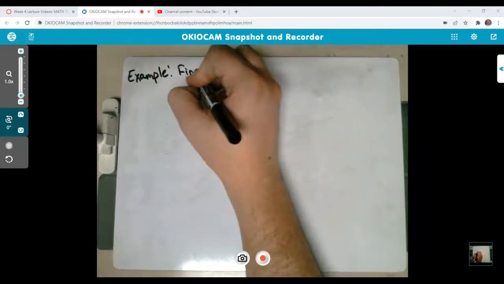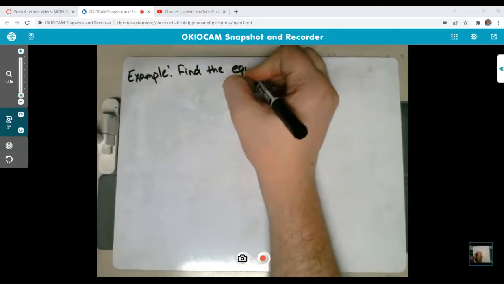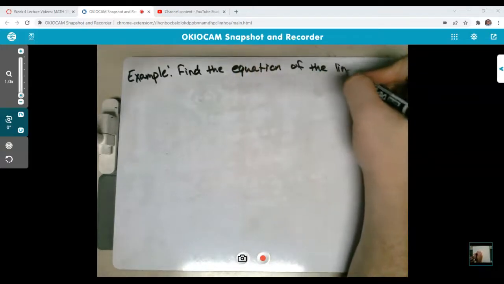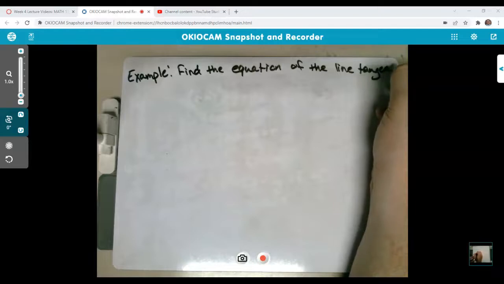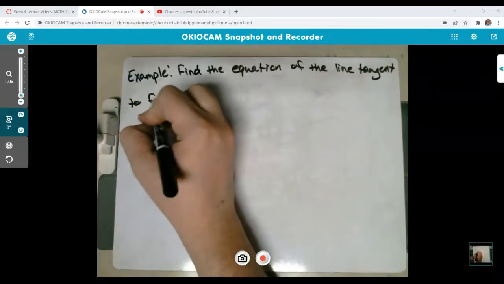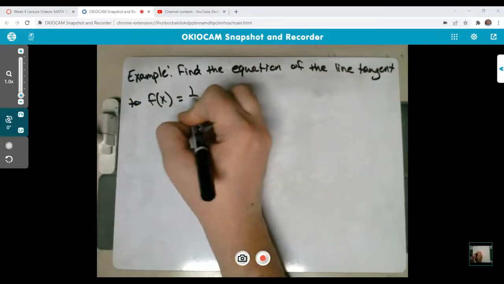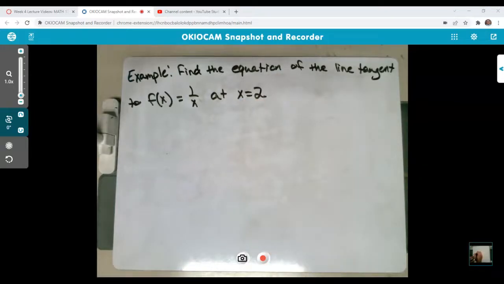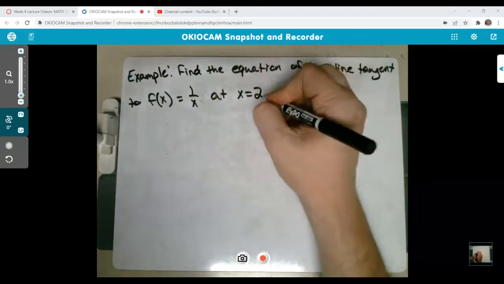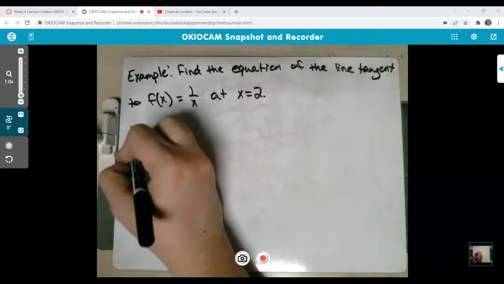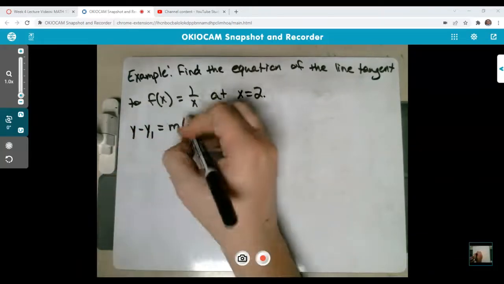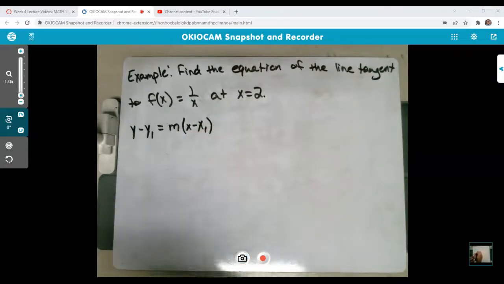Find the equation of the line tangent to the function f of x equals 1 over x at x equals 2. So again, here we're going to do the same thing. I want to put it into point slope form. Point slope form is y minus y1 equals m times x minus x1. Sorry, trying to talk too fast here.